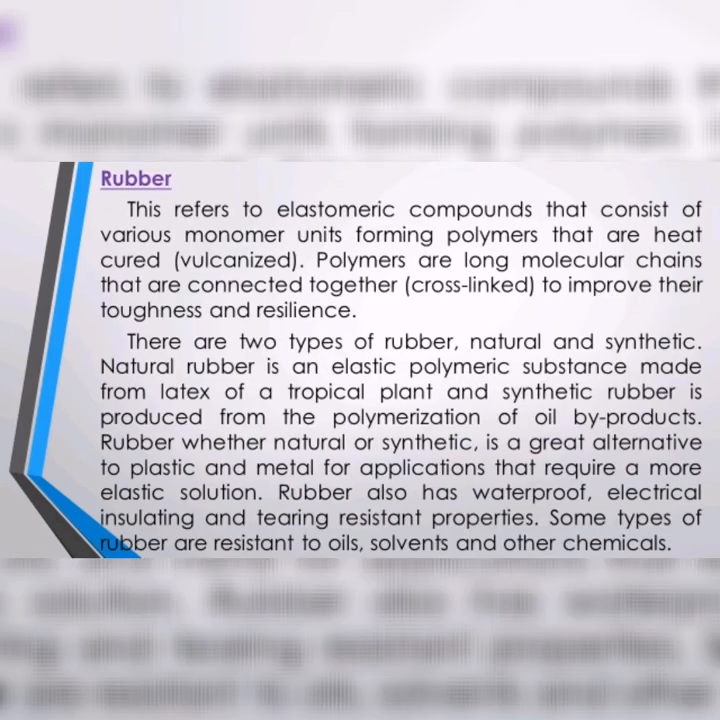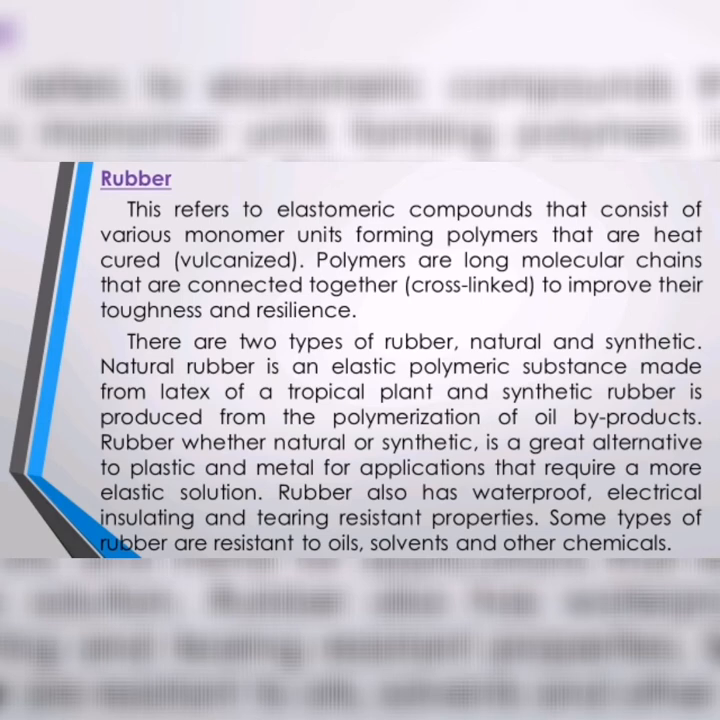Rubber. This refers to elastomeric compounds that consist of various monomer units forming polymers that are heat-cured or vulcanized. Polymers are long molecular chains that are connected together, cross-linked, to improve their toughness and resilience. There are two types of rubber, natural and synthetic. Natural rubber is an elastic polymeric substance made from latex of a tropical plant, and synthetic rubber is produced from the polymerization of oil byproducts.